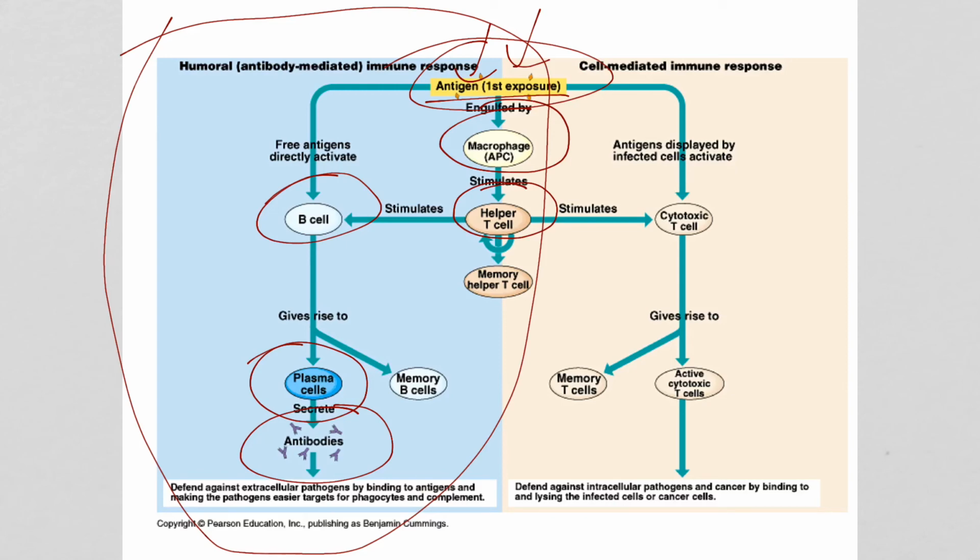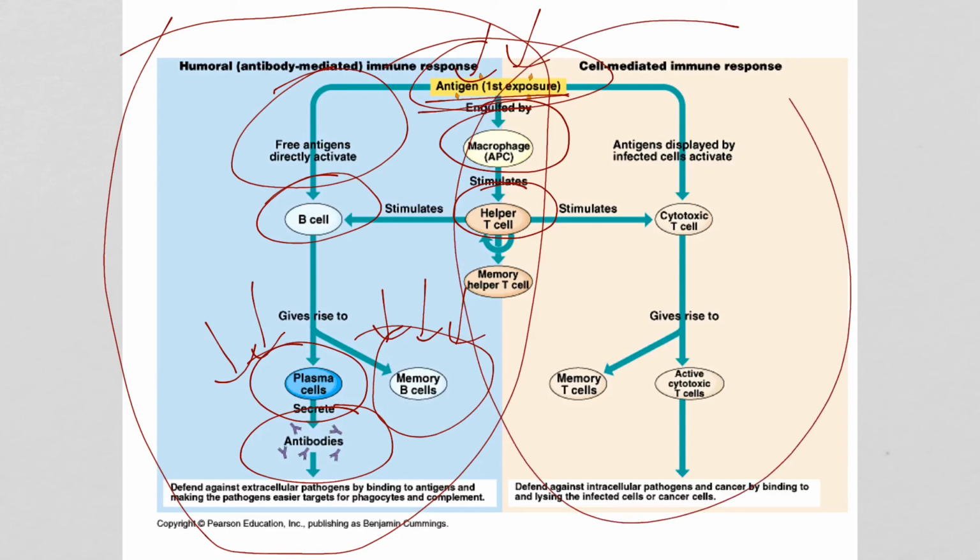And remember that once the infection's over, these plasma cells are going to go through apoptosis and die away. But also remember that some of the activated B lymphocytes didn't become plasma cells. They became memory cells, which essentially will make you immune to this antigen in the future. Also remember that this process can be stimulated by free antigens binding to receptors on the B cells.